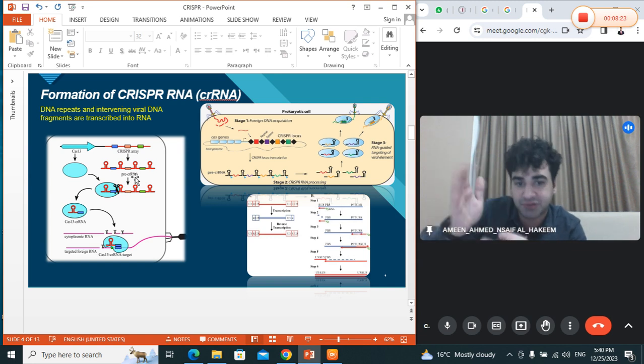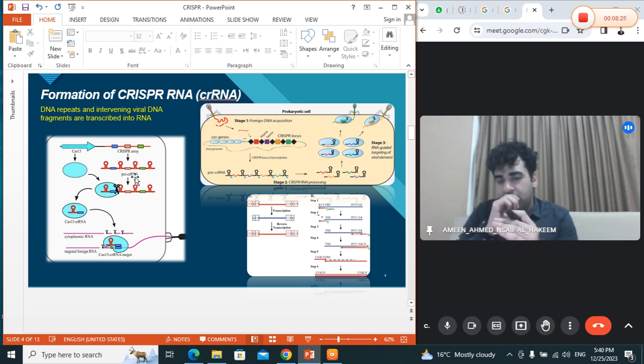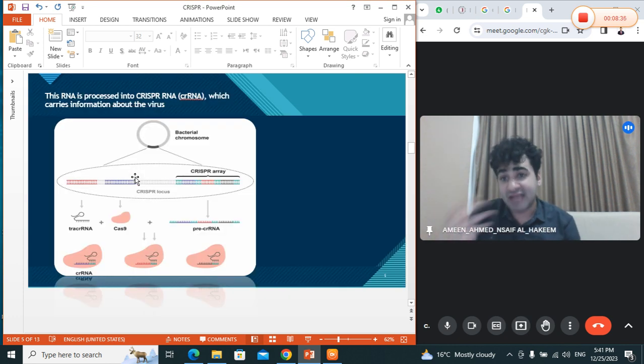So the targeted recognition is the key aspect of the system's adaptive immune response. Sorry. So let's go to the other slide, which is about the RNA produced, as we mentioned, and the crRNA in general, which carries the information about the virus.